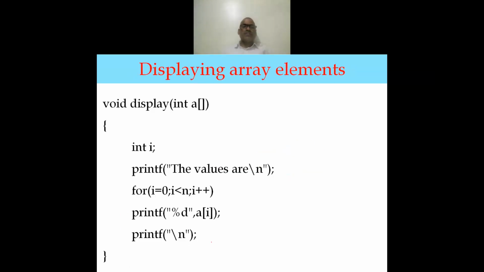This is the display operation. We are displaying the array elements onto the screen. Again, a similar type of loop: for i equal to 0, i less than n, i plus plus, printf percentage d, a of i. These two functions we have already seen.